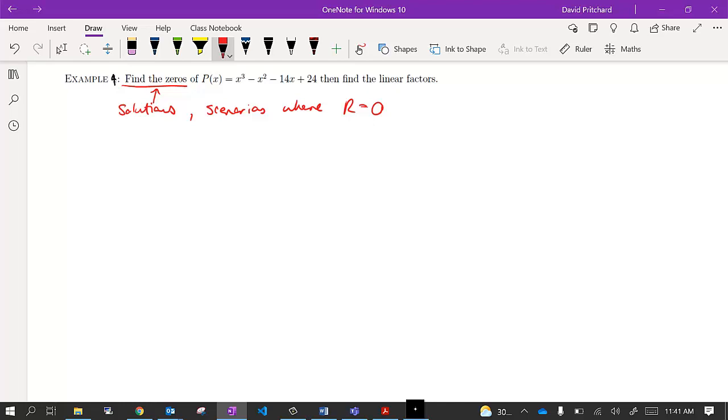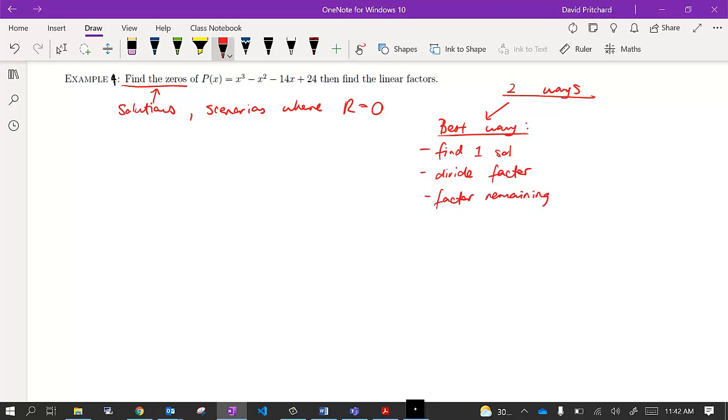Okay, now there's 2 ways to do this. The best way is to find one solution and then divide by the associated factor, and then factorize the remainder, or factorize the remaining quotient. Okay, that's the best way. The other way is that you could use factor theorem for all of the linear factors. So find all solutions using factor theorem.